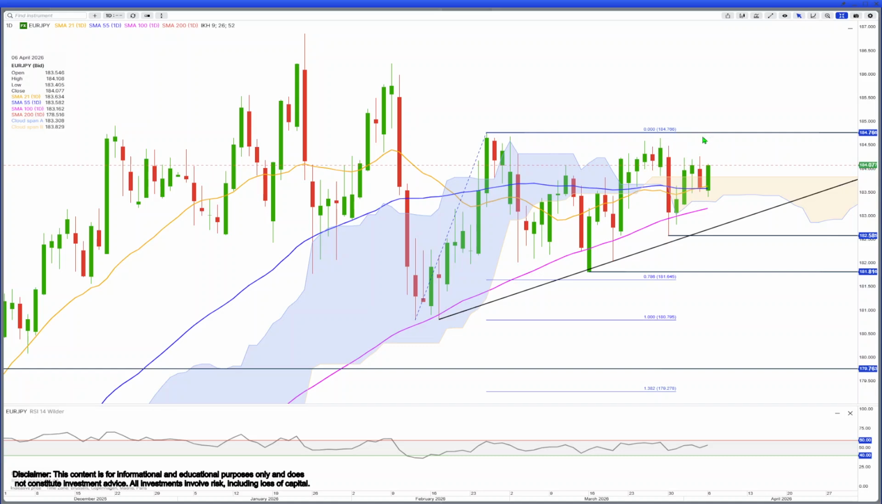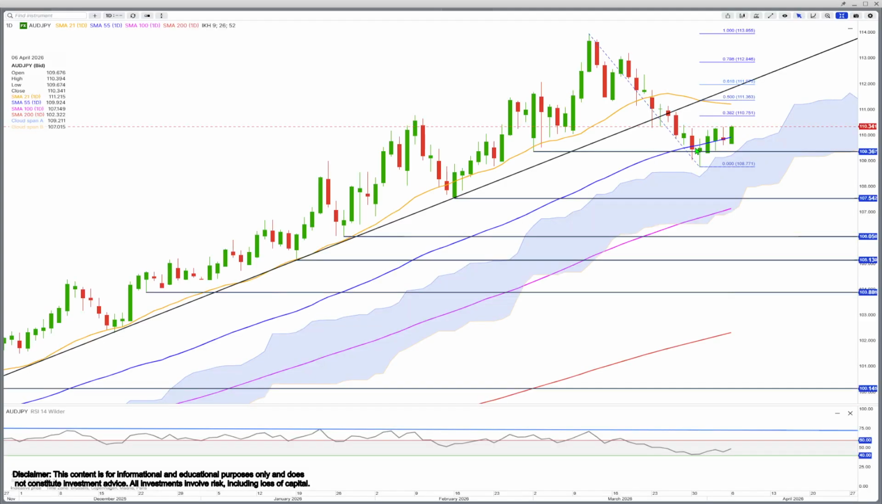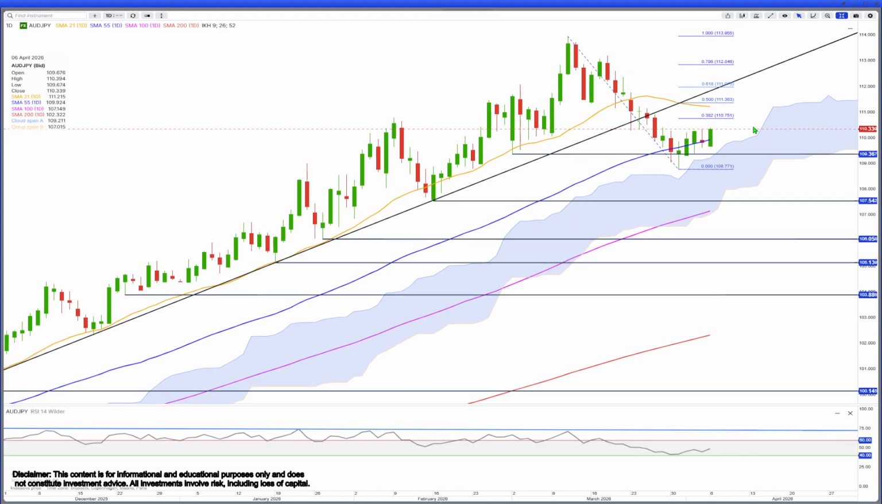If we do that, and I think we will, but I want proof to do anything, then I think we'll see it pushing higher towards 186, but it's not really playing out at the moment. Let's see about that.